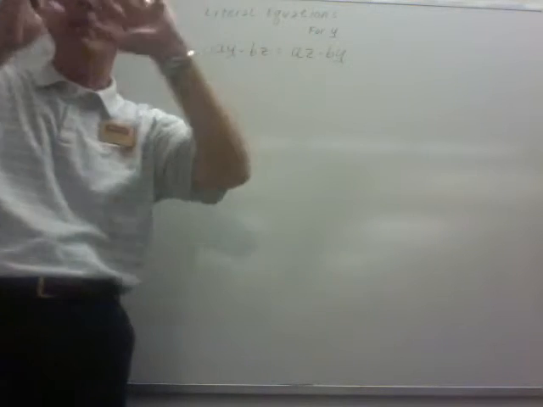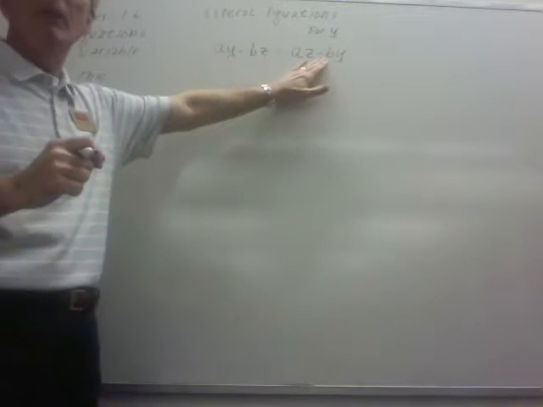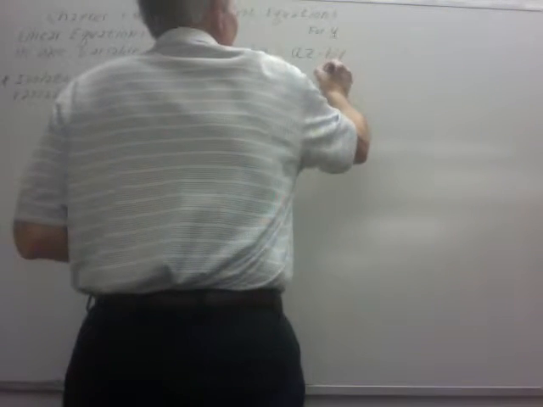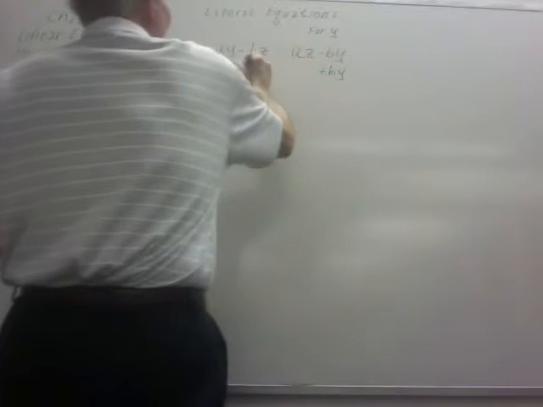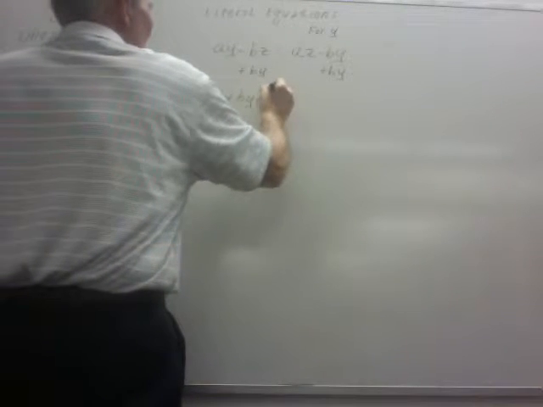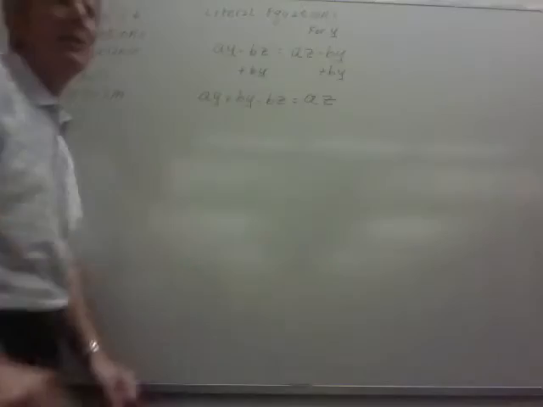A literal equation. In order to solve this literal equation, we still want to get all the terms that contain the variable we're solving for, in this case y, on one side, everything else over on the other. I've got an ay over here, I've got a negative by over here. I'm going to bring the negative by over here, I'm going to add by to both sides. So I've got ay plus by minus bz is equal to az.